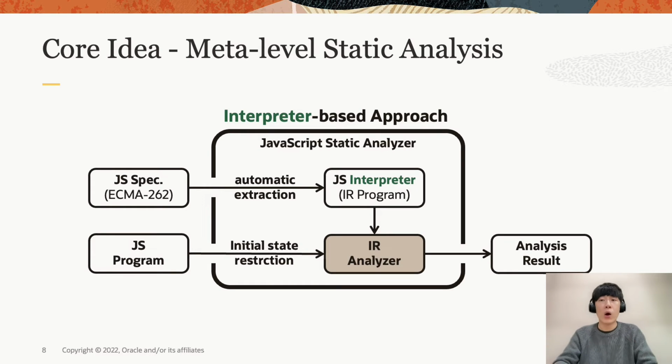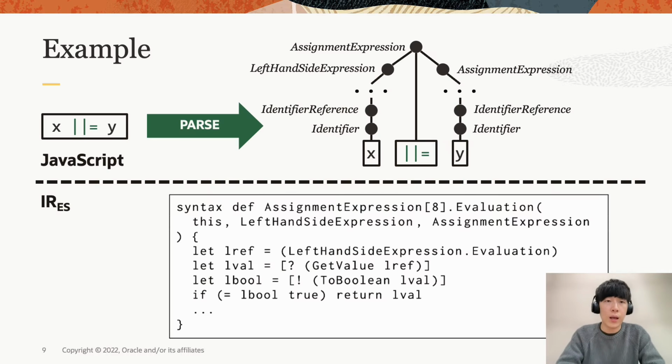Now I will explain how it works with a simple example. Let's assume that we want to analyze this simple JavaScript program using a meta-level static analysis. First, the analyzer parses the program into this JavaScript AST. Then, it analyzes this IR_ES function because the target program is a logical assignment, and this function represents the semantics of logical assignment. So if we analyze this IR_ES function without any restriction, the analysis result represents all the possible behaviors of any logical assignment.